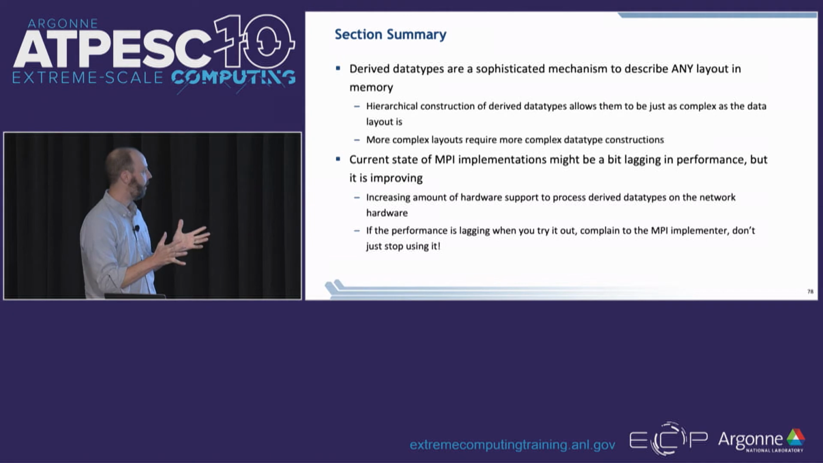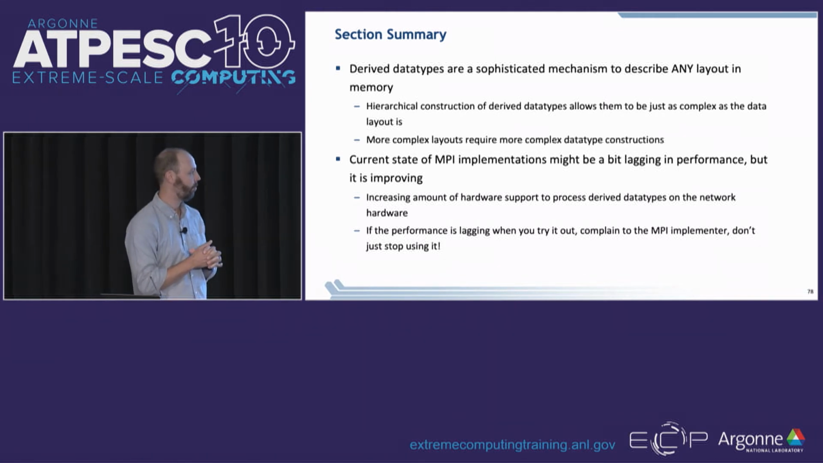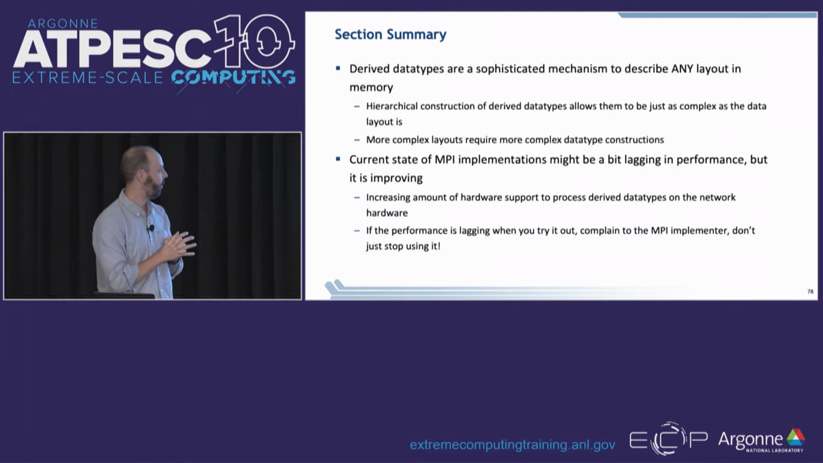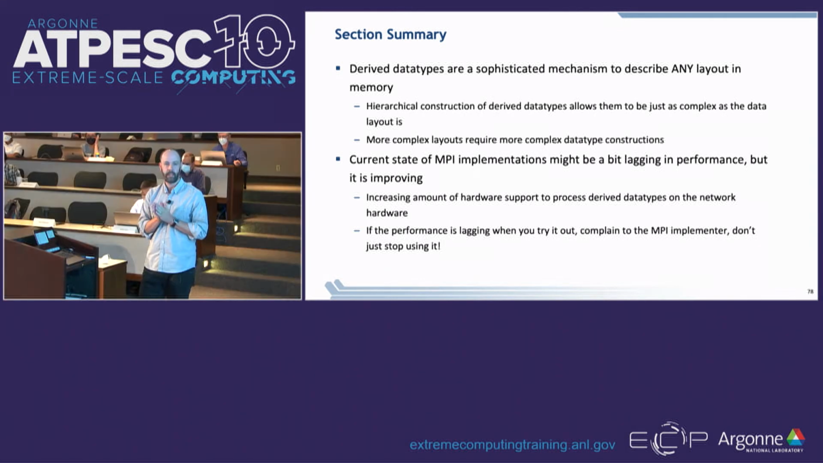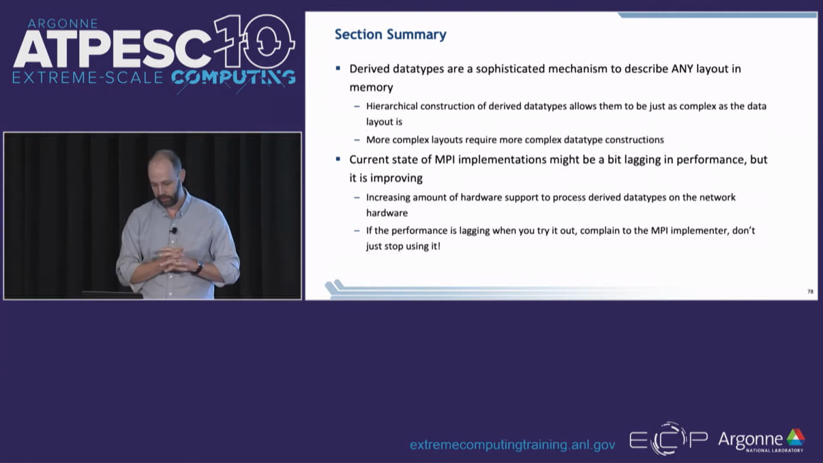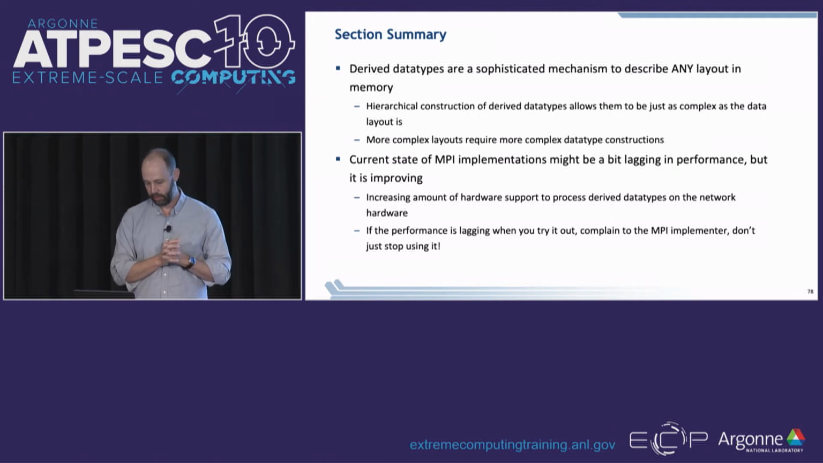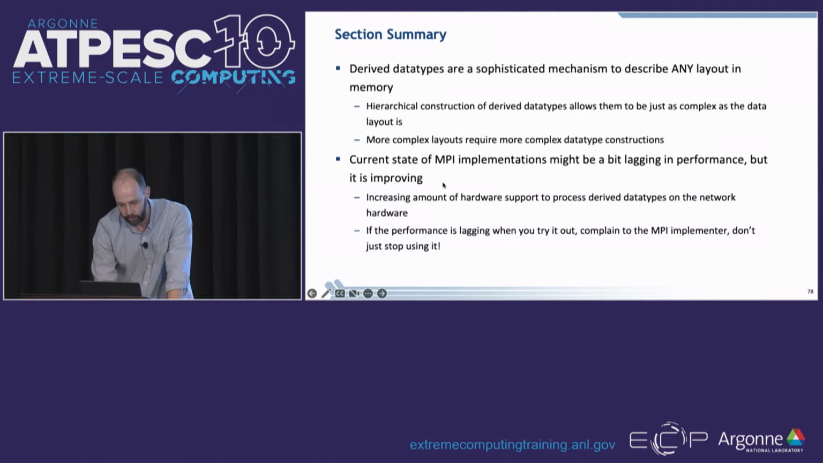As far as the current state, like I said, it's not always the case that MPI is going to be able to optimize your communication for your data layout. In many cases, derived data types don't perform great in MPI libraries, but they have been improving in recent years. That's due to a variety of things: better code generation at the library level, and an increasing amount of hardware support for certain data types, particularly vectors, I think.